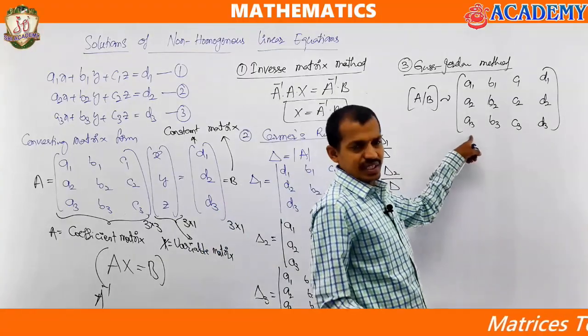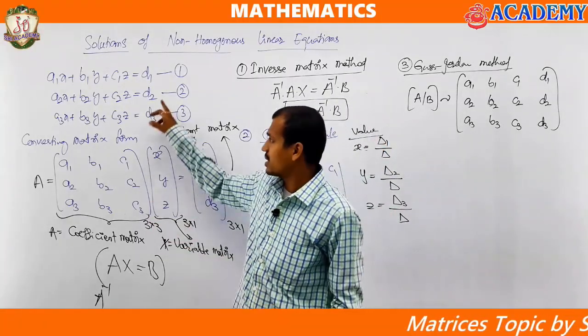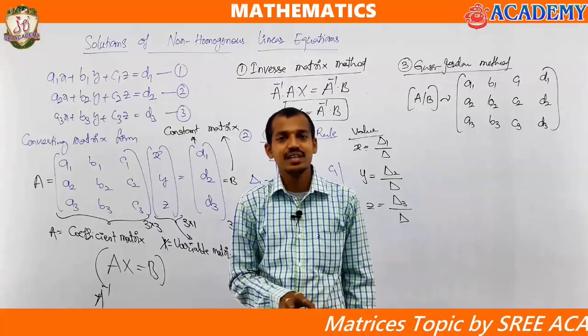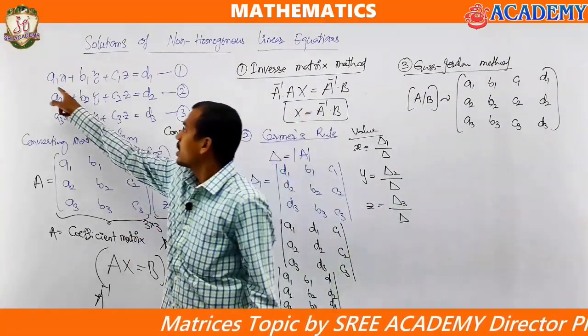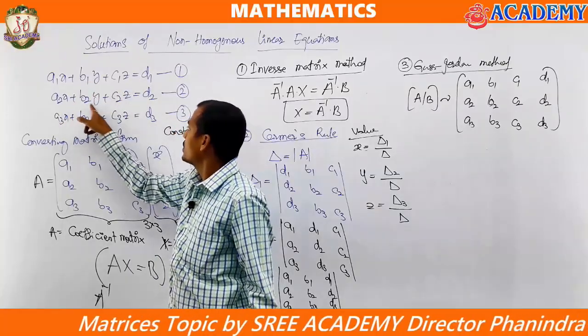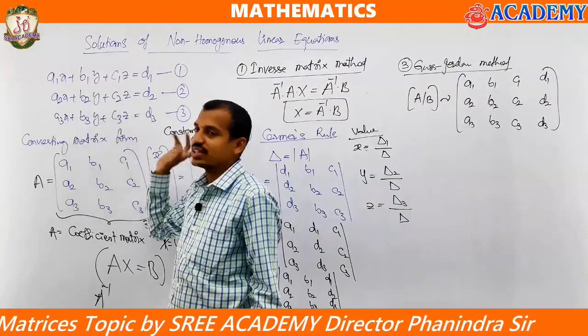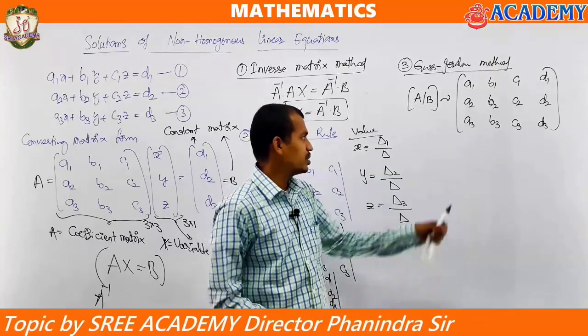By using this matrix, we can say about the total system. Why? Because whatever the values are there, except unknowns, you have all the values here: A1, B1, C1, D1, A2, B2, C2, D2, A3, B3, C3, D3. Every value is going to be present in the matrix.